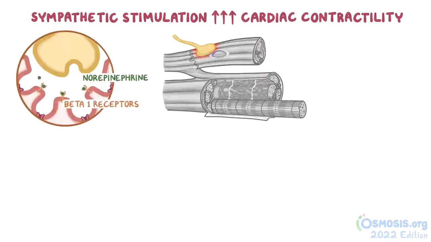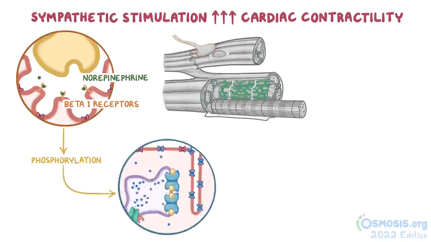Activation of the beta-1 receptors leads to downstream phosphorylation of proteins like sarcolemmal calcium channels on the sarcoplasmic reticulum membrane, which increases the sarcoplasmic reticulum's ability to release calcium.